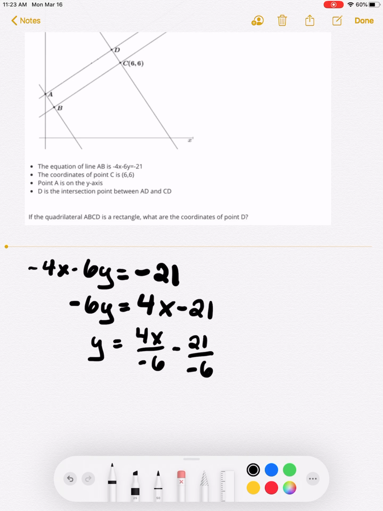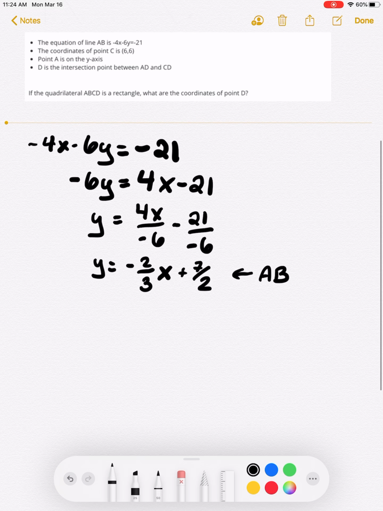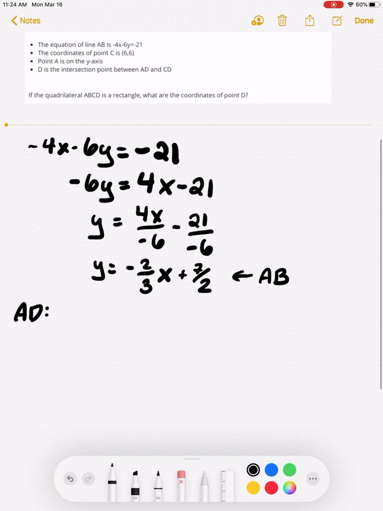Minus 6. If we want to simplify that, it's going to be minus 2/3. I'm just simplifying the fraction. If we simplify this fraction, dividing the top and bottom by 3, we get plus 7/2. Okay. So this is AB. So now we can find AD. I know that the slope of AD is going to be the negative reciprocal of the slope of AB. So that's going to be 3/2.